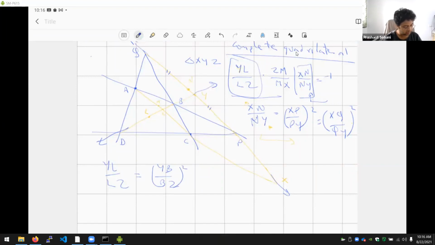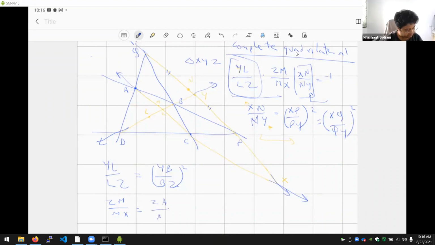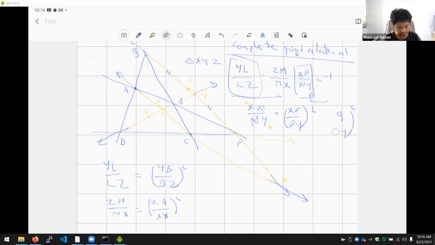And then the remaining term. So ZM upon MX. So on this line, ZM upon MX is equal to ZC upon CX the whole square. So instead of C, let me use point A. So ZA upon AX whole square. And here also I could use point P or Q, either of them, but let me use point P.